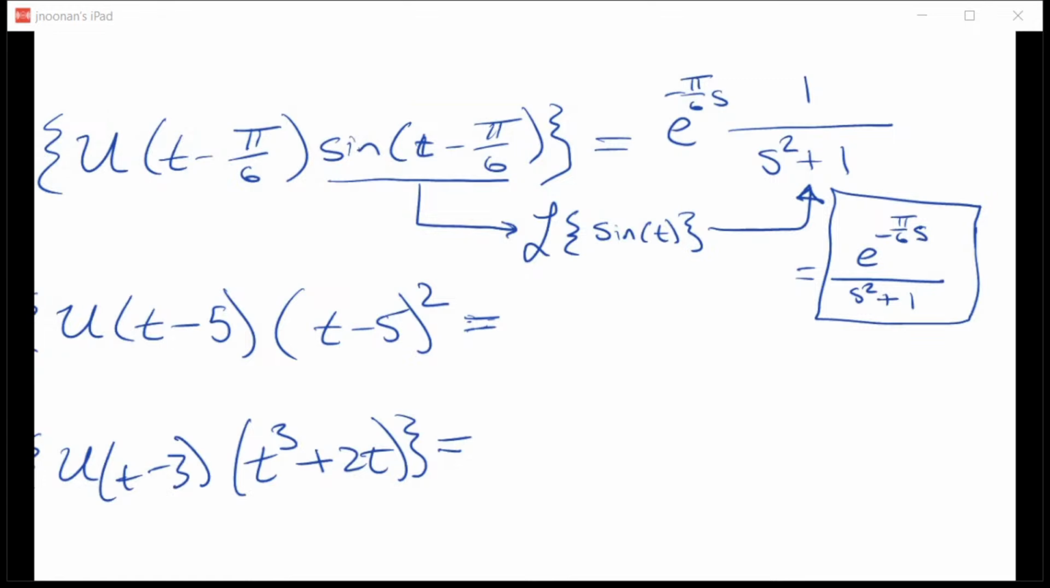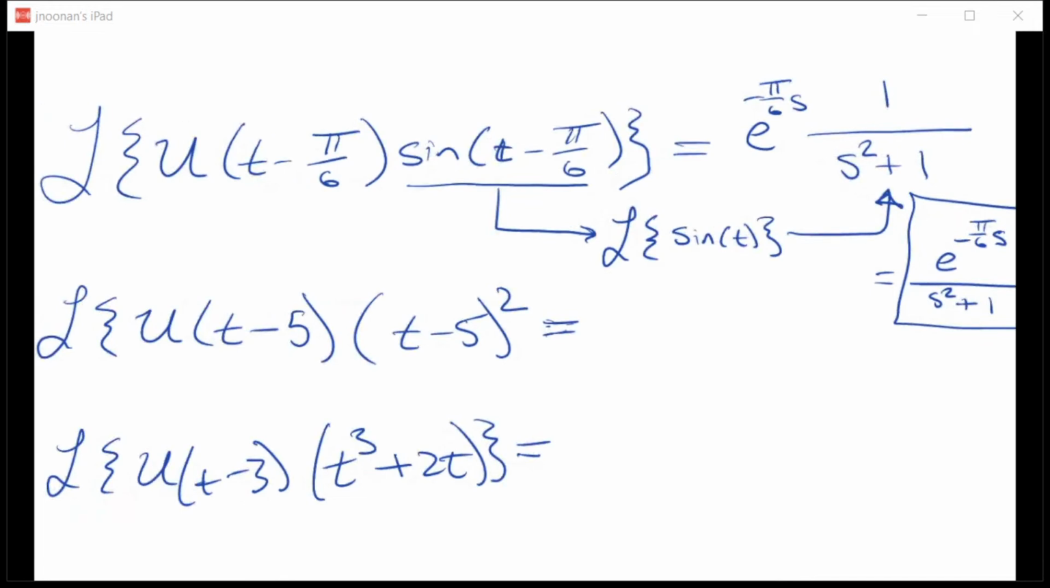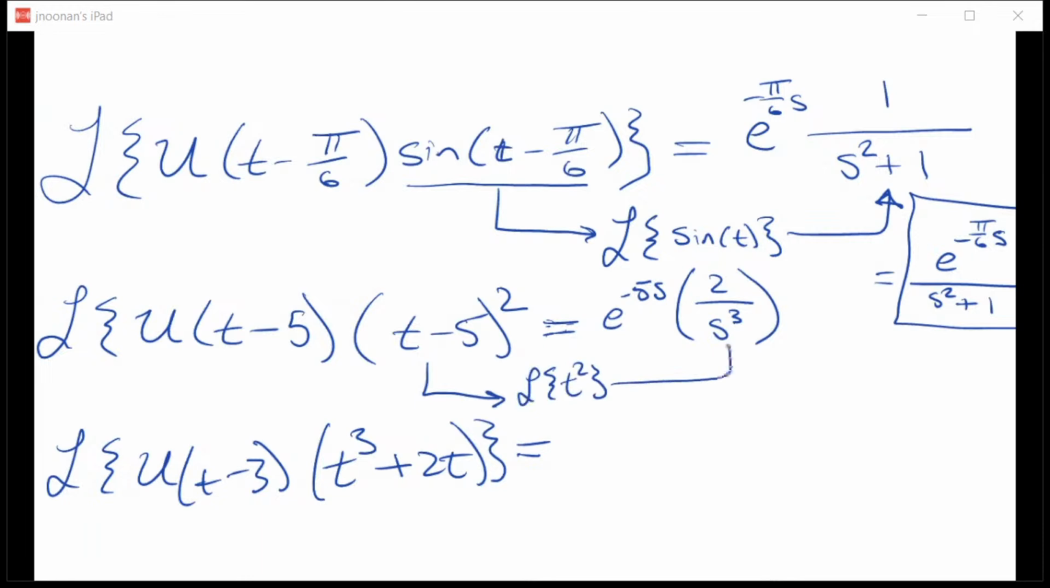I think we can do it. Bryant, what did you get for this second one? E to the negative 5s times 2 over s cubed. Nice, excellent. And once again, we take the Laplace transform of t squared and stick it right there. Very nice. Now we have a problem, don't we?